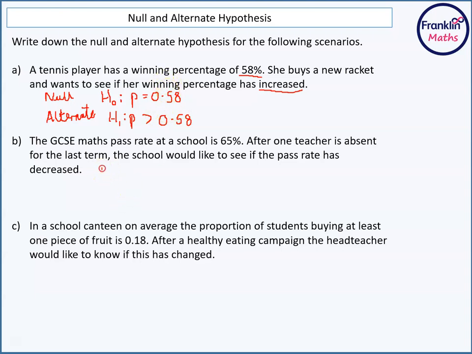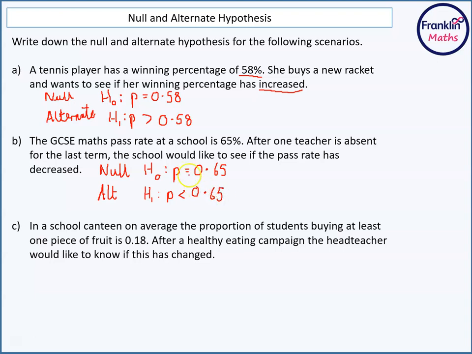So this one underneath here, the null hypothesis, H0, you can probably see what it's going to be. P, the probability of somebody passing, is still 0.65. The alternate hypothesis, H1, the probability has decreased. So it's less than 0.65.